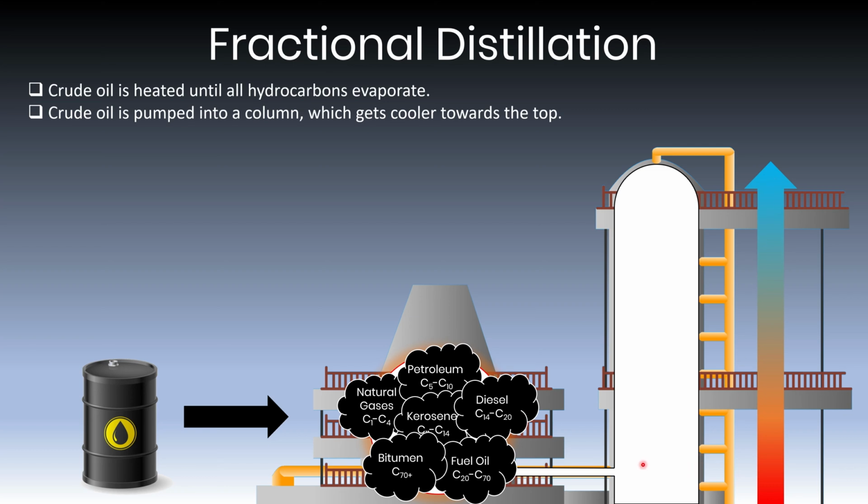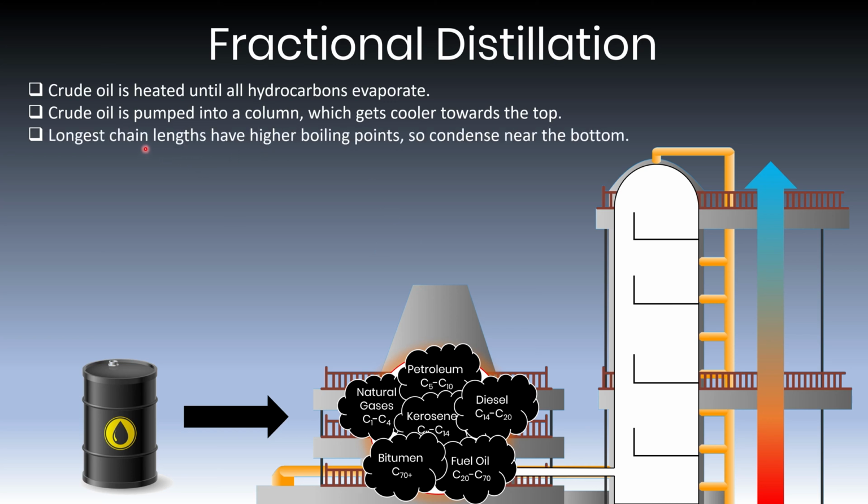Spaced at regular intervals going up the column are trays. The trays are here to catch any vapours that condense into a liquid, to stop them falling back down lower down the column. What we can say is that the longest chain lengths have higher boiling points. So therefore, if a long chain length went into the column, then it wouldn't need to be cooled down much for that temperature to be just below its very high boiling point, condensing it into a liquid.